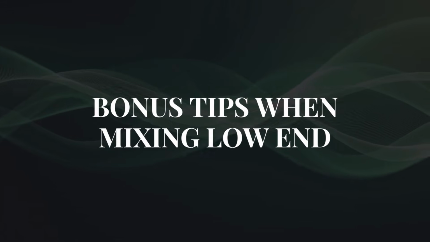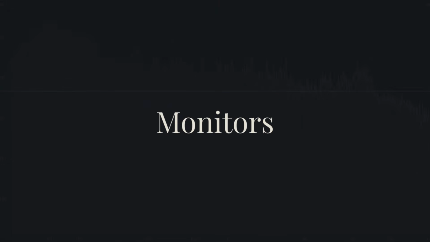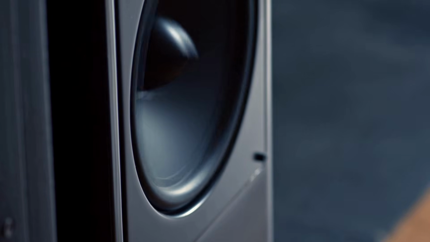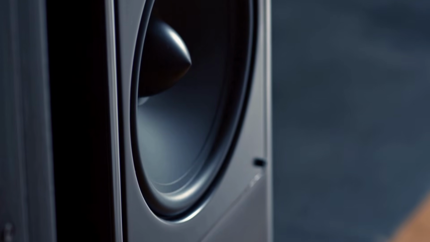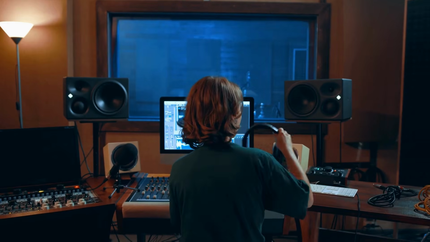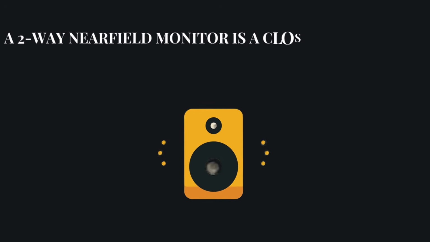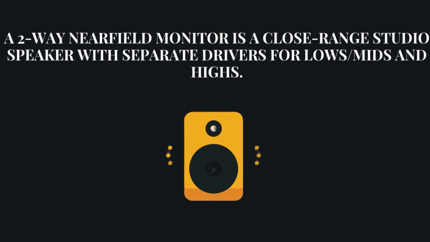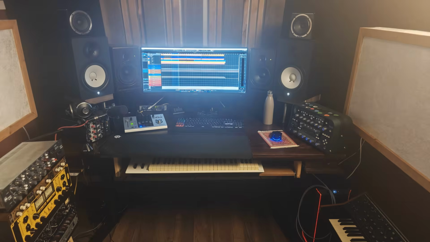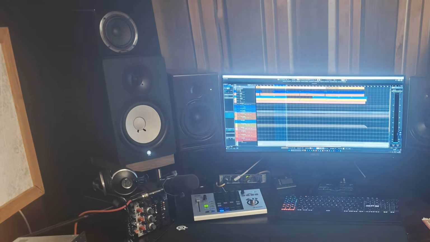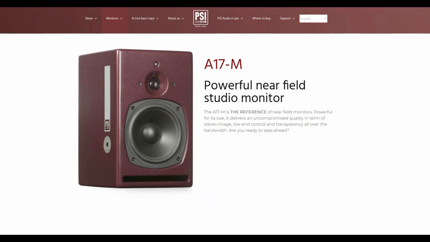Bonus tips when mixing low end. Use studio monitors that reveal as much detail as possible and provide a balanced, even frequency response across the full spectrum, from 20 Hz to 20 kHz. For most home studio producers, a two-way near-field speaker is what will work the best. I use 3 different pairs of speakers. My main speakers are the PSI Audio A17M.